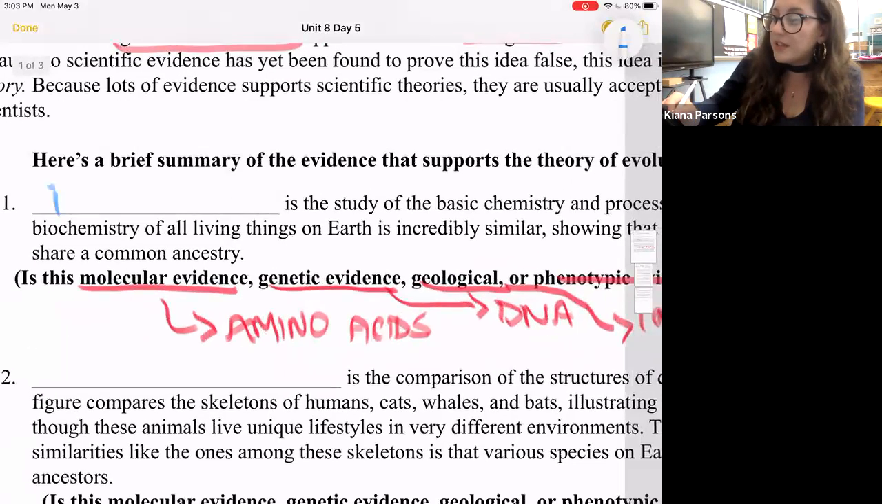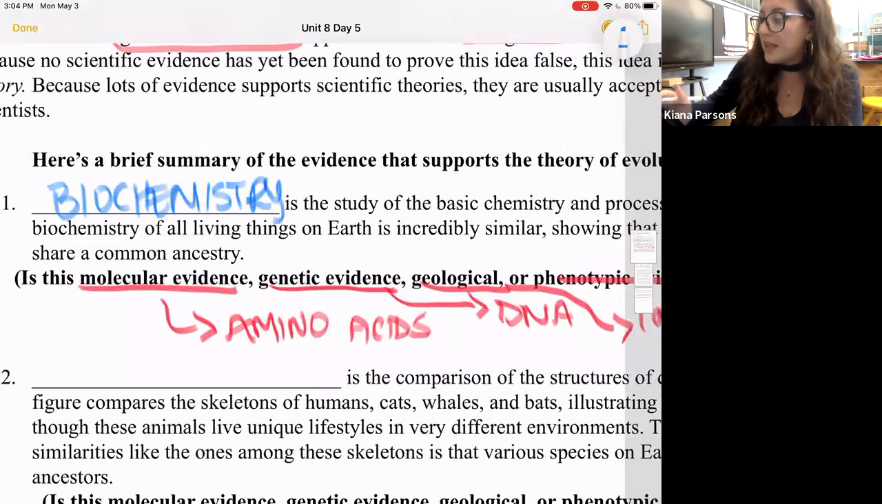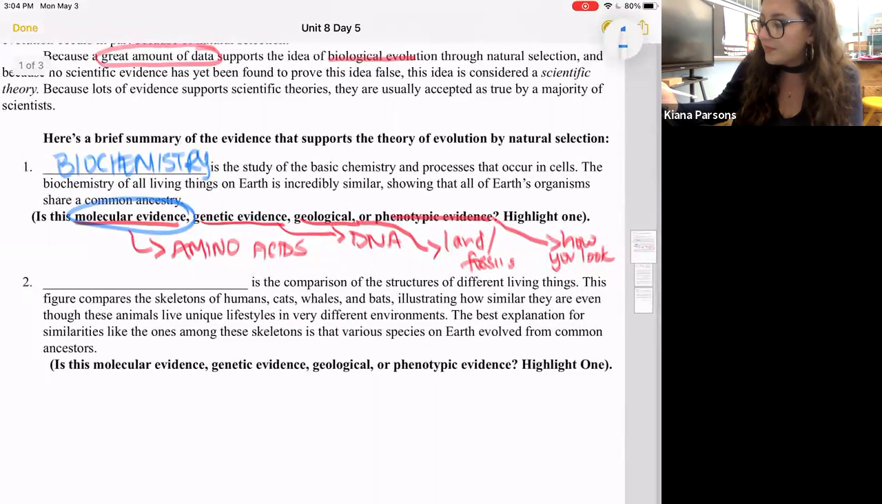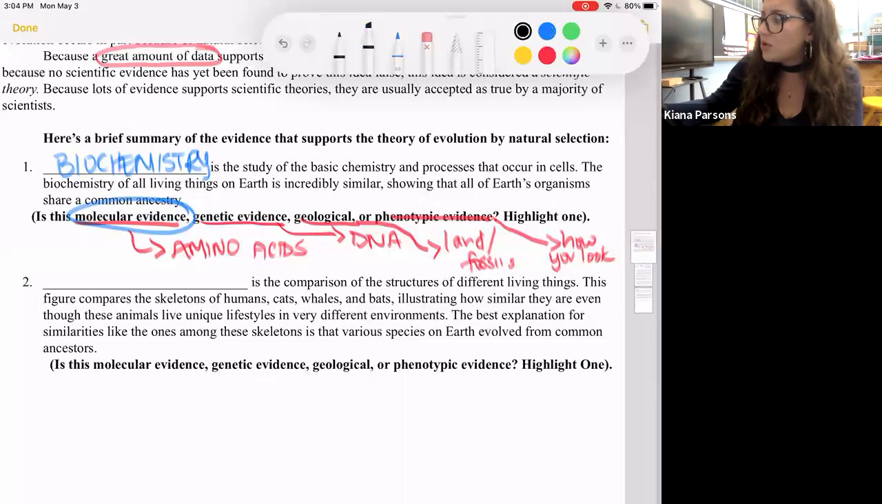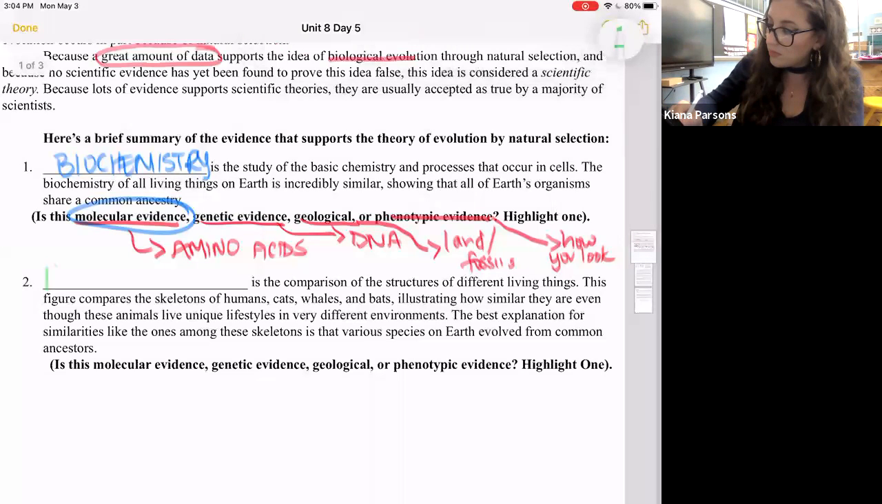So we already said this one. This is biochemistry. And this is molecular evidence. This is homologous structures. And this is phenotypic evidence.